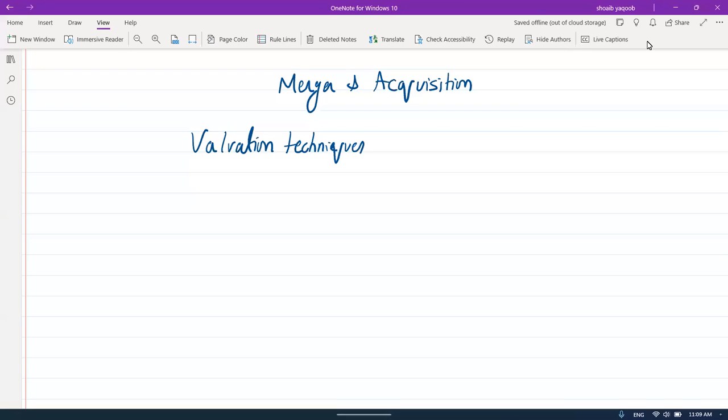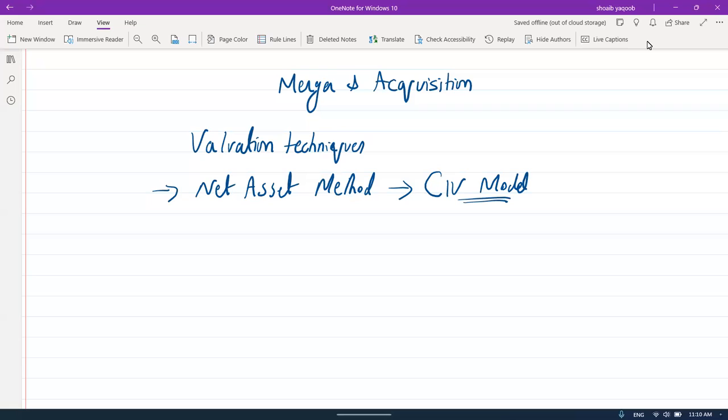Valuation techniques are not that difficult. Individual valuation techniques. A famous valuation technique is the asset-based, net asset method. I will request all of you to read about the CIV model, calculated intangible value model. It's a different model. Normally students skip this, but do revise this CIV model.